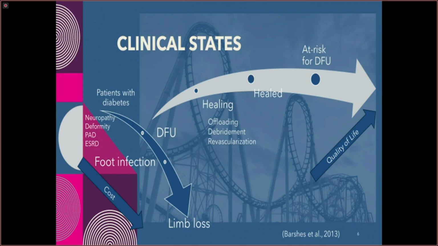The more education that patients have, studies show, the more that they'll end up on this healed side, and the more that they have worsening diabetes, neuropathy, foot deformities, PAD, and end-stage renal disease, the more they end on this other side of the slide here. So early intervention is really important to prevent the foot infection, to get that DFU going more towards those positive clinical states. Offload that foot, get them debridements, get them revascularized so that they have a more positive outcome.